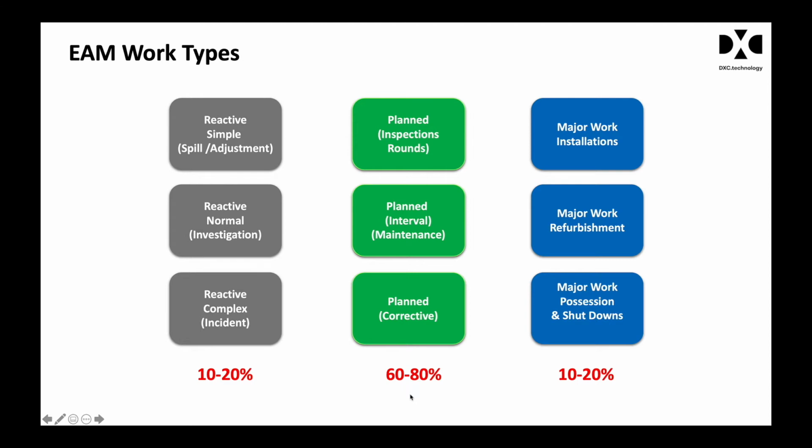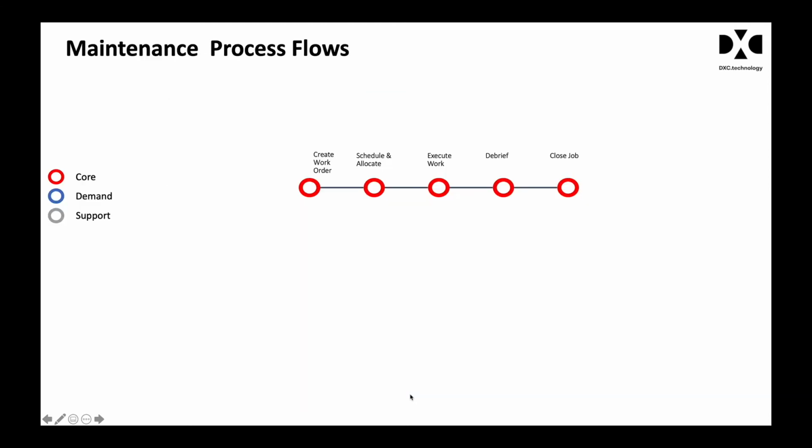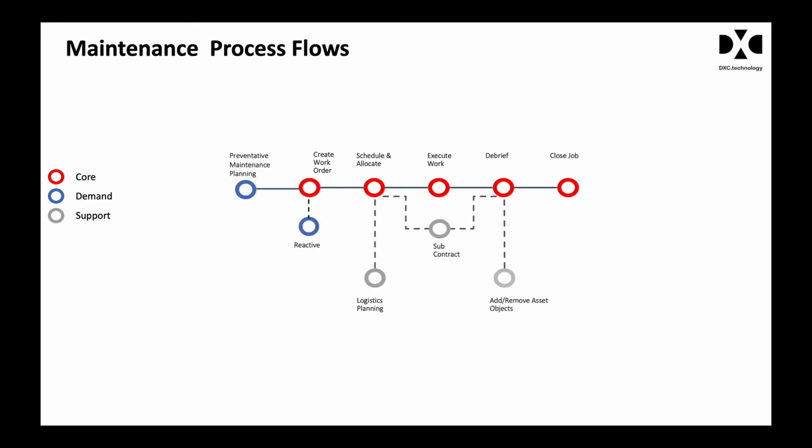In terms of how maintenance works, we have an overall flow where we create an order, we schedule it, we execute it, we debrief it and close it. But there is a demand phase on top of this. And what happens is that preventative maintenance drives your orders, but so does reactive. But once those have been created, we have to work out how we're going to get the stuff, if we need parts, onto the line so we can give it to the engineers to fix, what things we're going to subcontract, and if we do add and remove assets, how we can maintain that overall structure.